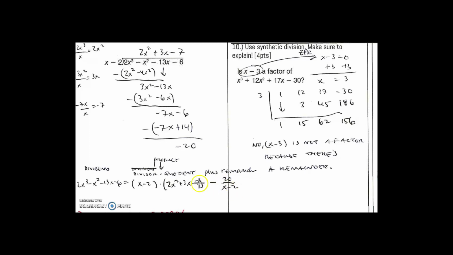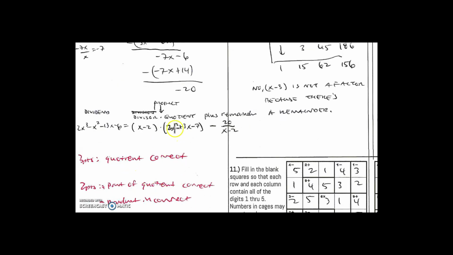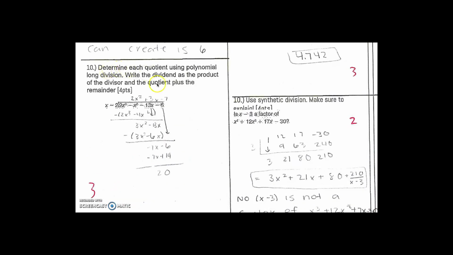This is supposed to be inside the parentheses. If it was outside, it's just a -20. So either of those would have been full credit. Now, if you wrote just the quotient correctly, then I gave you only 3 points because it tells you about the product. 2 points if part of your quotient is correct or maybe your product was incorrect. This problem only got 3 points.